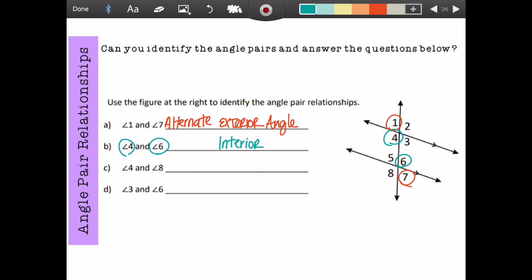And again, they are on opposite sides of the transversal, or alternate. All right, so these are alternate interior angles. So hopefully you got that one right. If you did, awesome job.